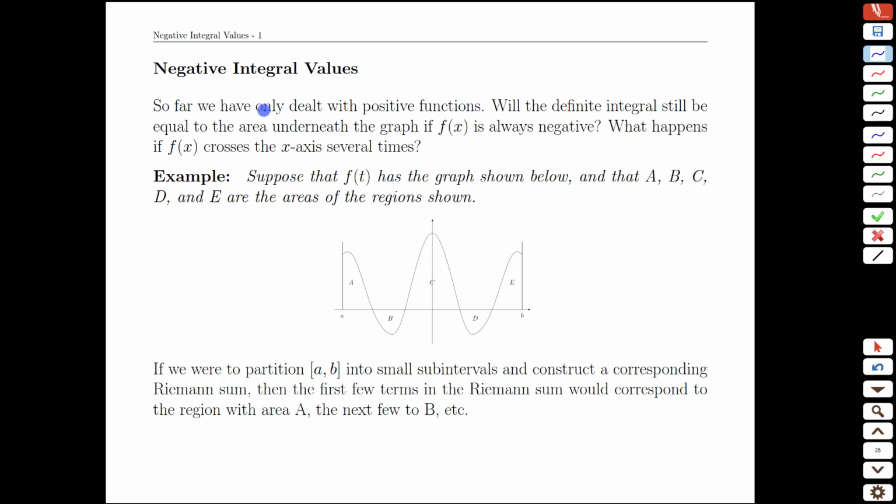So far in our study of integrals, we have only dealt with positive functions. In other words, functions that were above the x-axis. And for that, the area was exactly equal to the integral from a to b. However, graphs certainly do go below the axis.